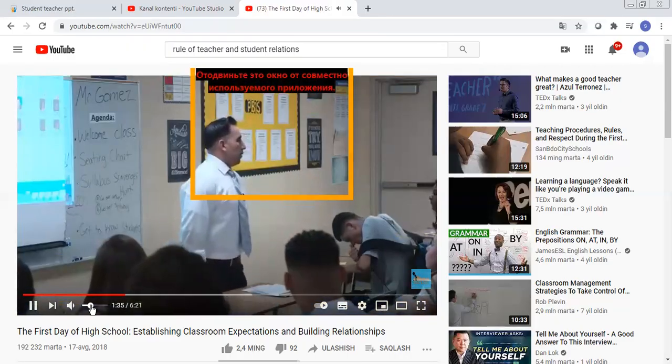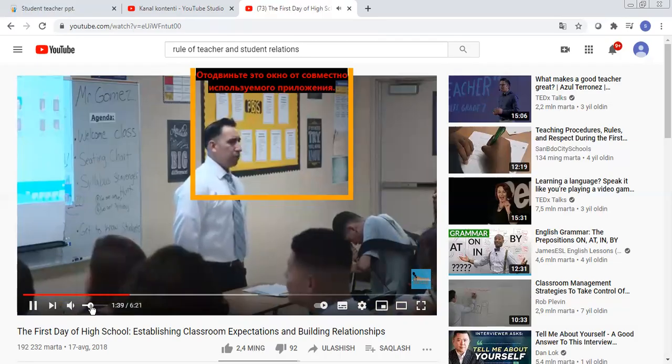Okay, so real quick, there is a seat chart. It always has to be okay, right? Because it gives structure.